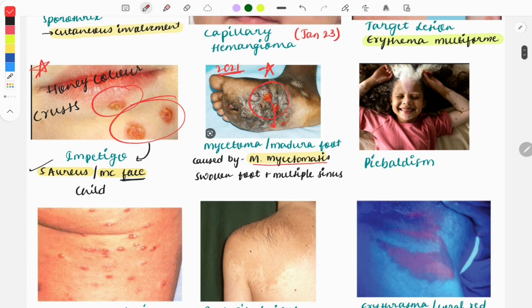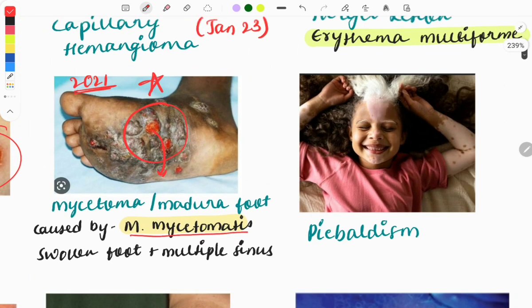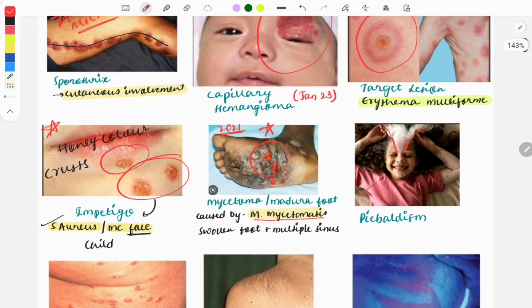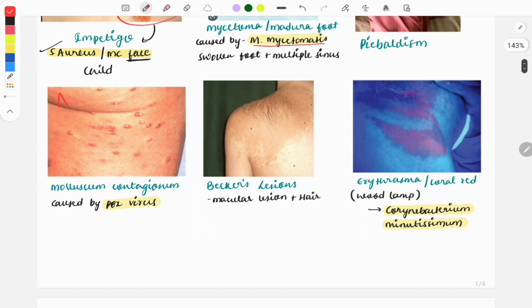Then moving on to the next image. So piebaldism, as you can appreciate here in this image, in the forehead there is triangular hypopigmentation and the hair is also white. So this condition is called piebaldism. Then the next question, molluscum contagiosum. Also a very important image as well as an important topic.